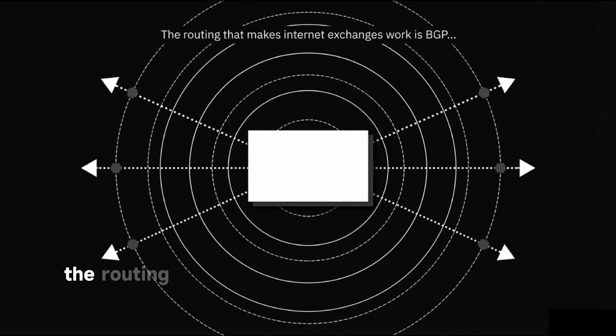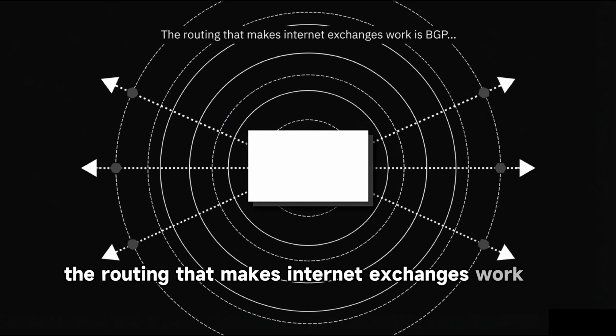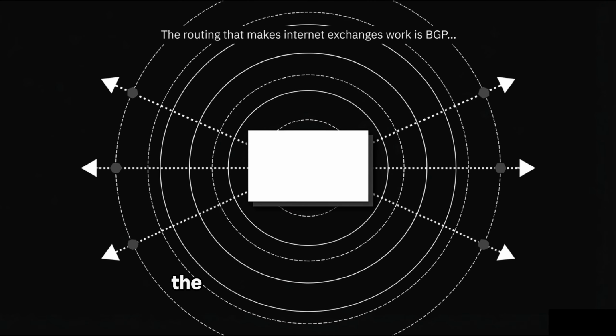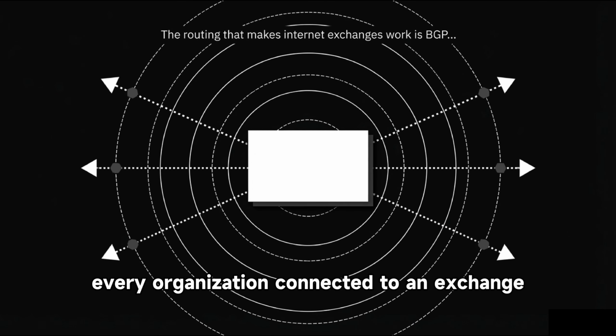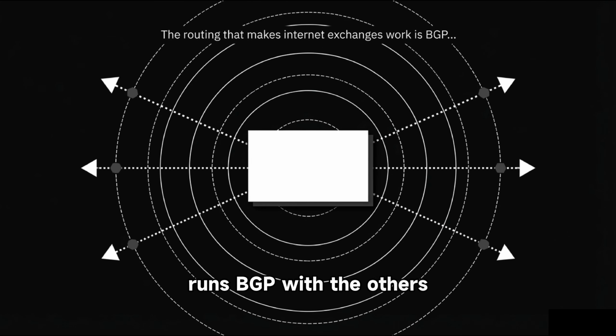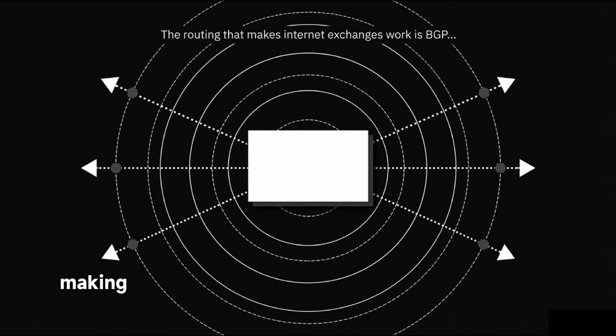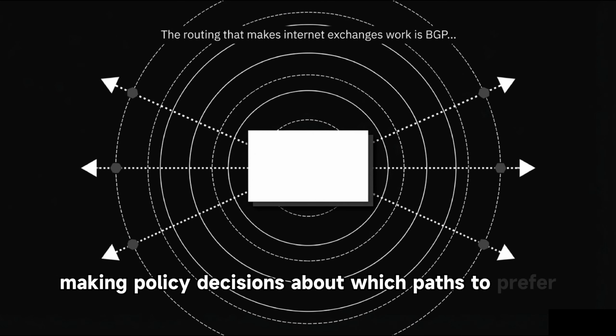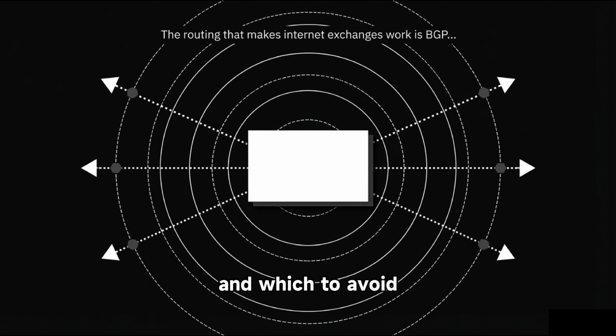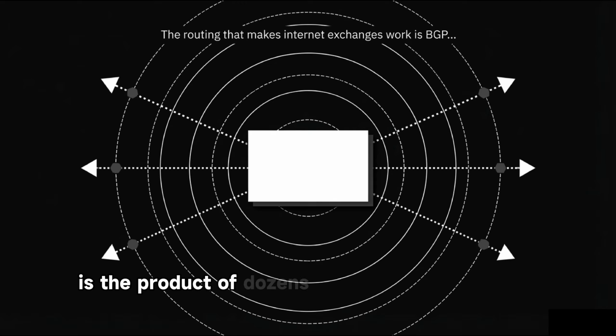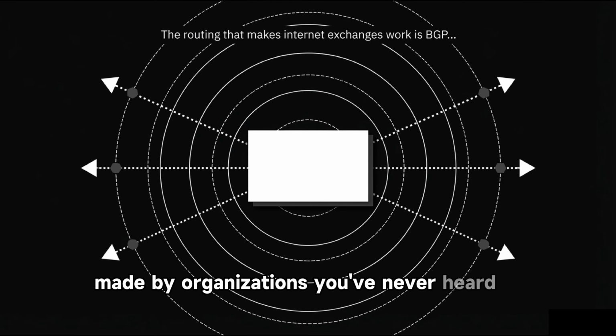The routing that makes internet exchanges work is BGP, the Border Gateway Protocol we covered in the hijacking video. Every organization connected to an exchange runs BGP with the others, announcing their address ranges, learning each other's routes, making policy decisions about which paths to prefer and which to avoid. Your packet, moving through this exchange, is the product of dozens of BGP policy decisions made by organizations you've never heard of.